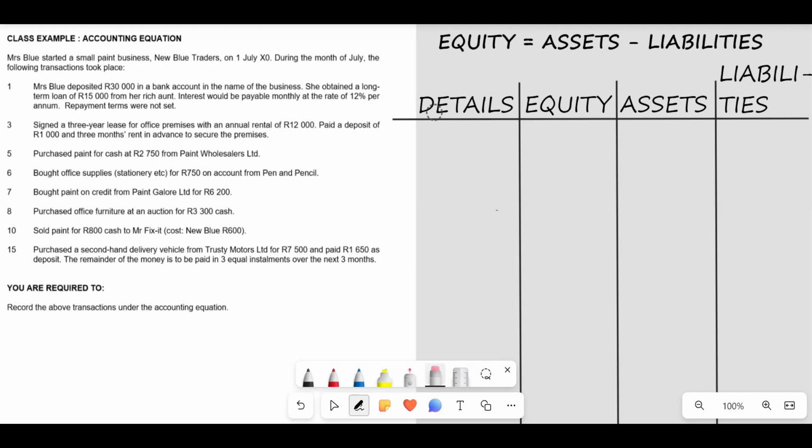Today we're going to deal with the basic topic called the accounting equation. All you need to know is that equity is equal to assets minus liabilities. Normally, you'd find this in your statement of financial position, also known as your balance sheet, right? We're only doing items that affect the balance sheet or the statement of financial position.